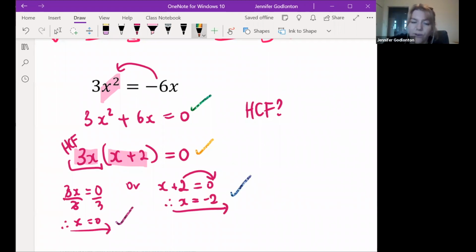Did anyone fall for the trap and leave off this 3x over here and just get 1 answer? Or did anyone say 3 equals 0? That's another common mistake. Did anyone fall for the trap, or did we manage to get 4 out of 4? Let me know. Nice. That's okay.